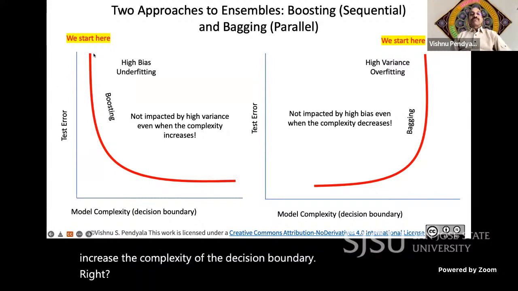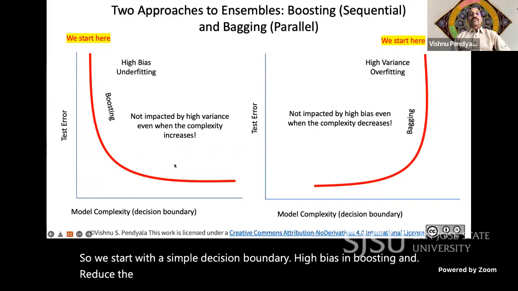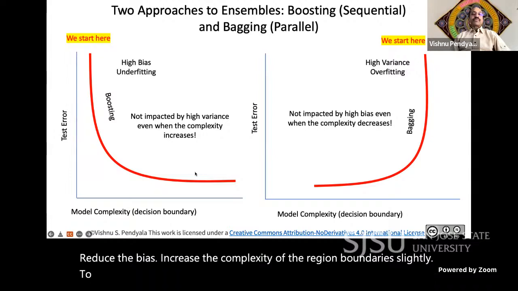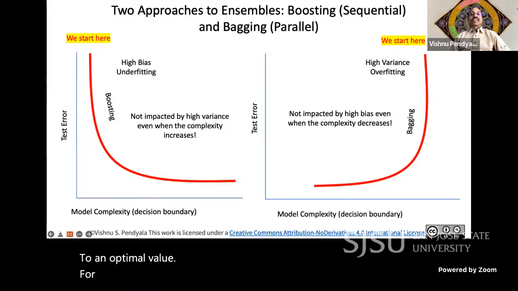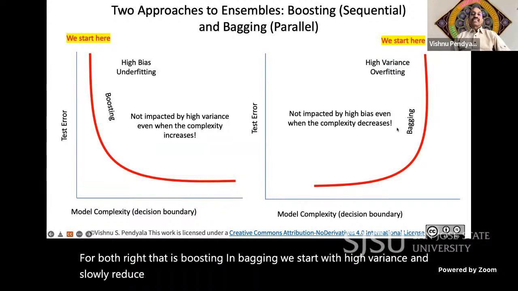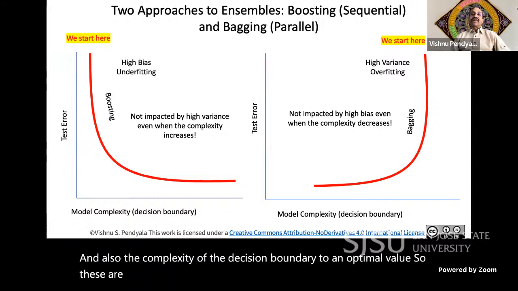So we start with a simple decision boundary, high bias in boosting, and reduce the bias, increase the complexity of the decision boundary slightly to an optimal value for both, right? That is boosting. In bagging, we start with high variance and slowly reduce the variance, reduce the test error due to variance, and also reduce the complexity of the decision boundary to an optimal value. So these are two different ideas, both of which are very powerful.